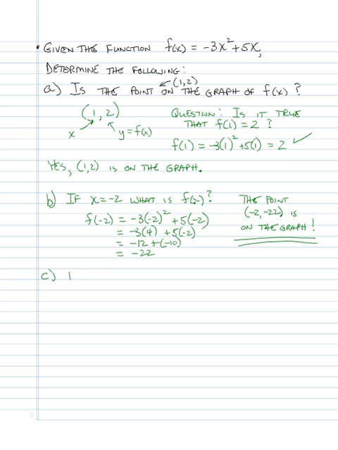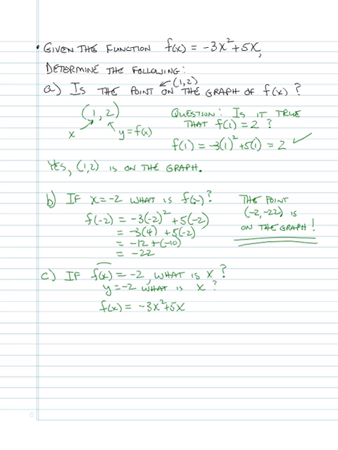Okay, C. If f of x is equal to negative 2, now this is different. What is x equal to? So this is really saying if y is negative 2, what is x? So that's really what it's saying in a roundabout way. Well, here's what we know. Let's come up here and look at what we're given. Remember, I'm just rewriting what we're given in the very beginning. F of x is negative 3x squared plus 5x.